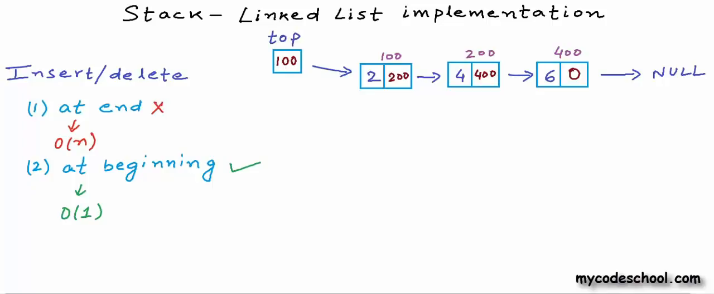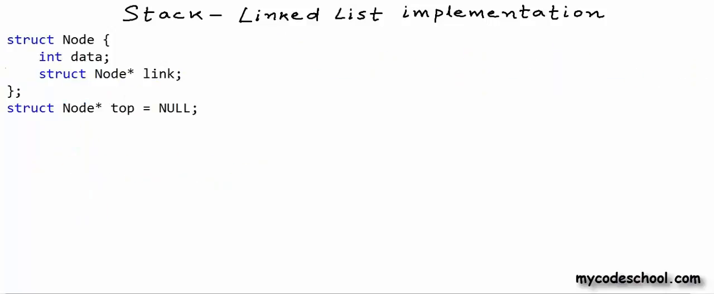I'll quickly write a basic implementation in C. I'm defining node as a structure in C. I want to create a stack of integers, so first field in the node is an integer. Another field is pointer to node that will store the address of the next node. We have seen this definition of node in all our previous lessons on linked list.